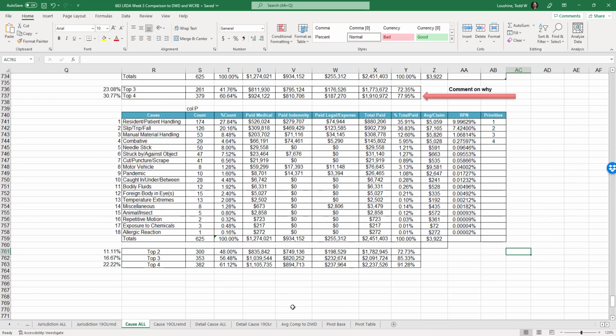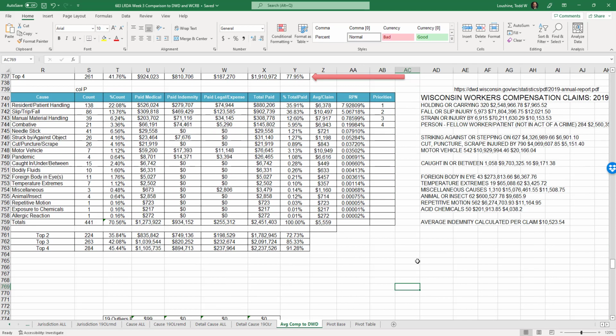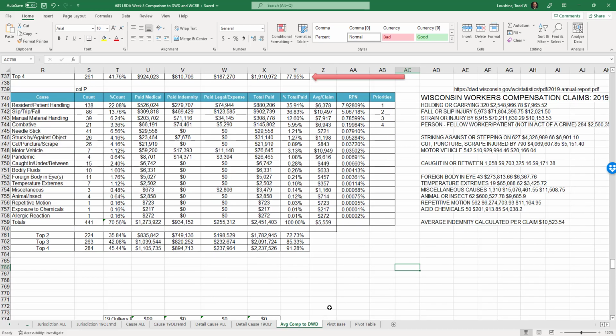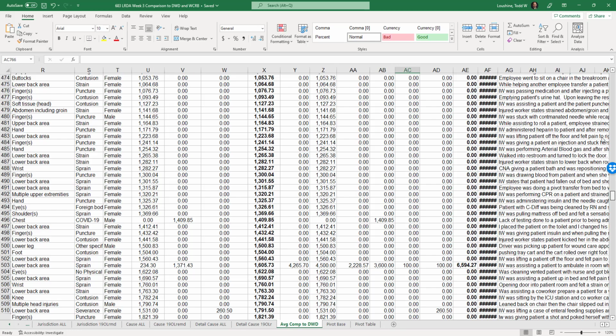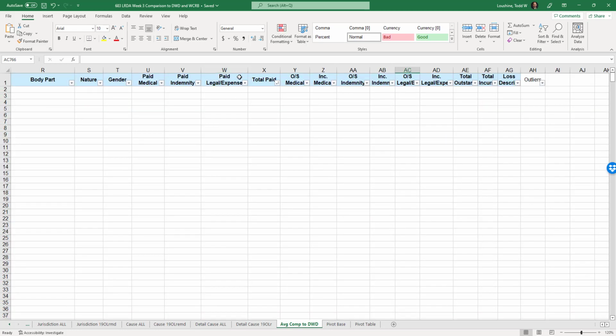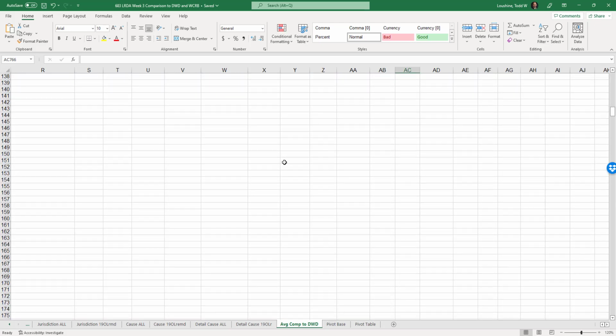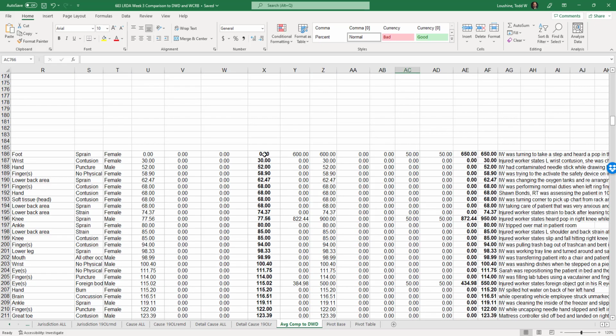So what I did is I created an additional tab called the average comp to DWD. And I copied that tab over. So my cause all, I brought it all the way over to here. And then I went up above and I sorted by total paid, low to high. And then I cut out all the $0 claims. Oh, I missed one. How did I miss one?